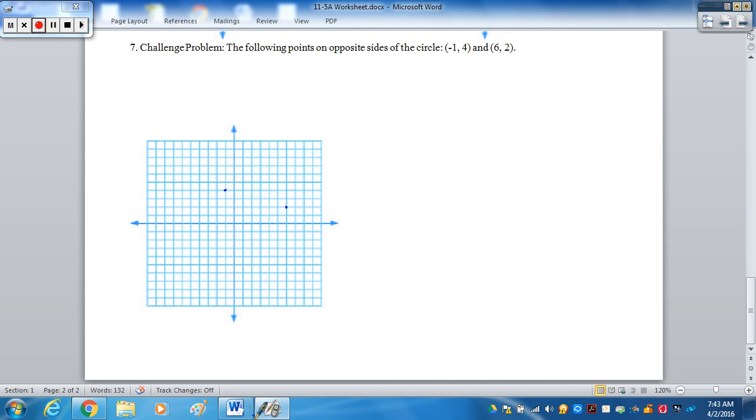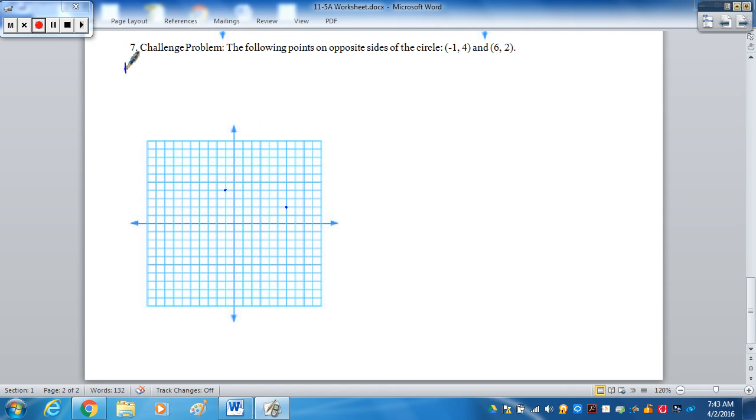Now, you can find the midpoint. That will find the center of the circle. And once you have the center of the circle, you can find the radius length. And once you have the radius length, you can get the equation, and you can graph the circle, okay? Now, I want to remind you, there are 2 ways to find the midpoint.